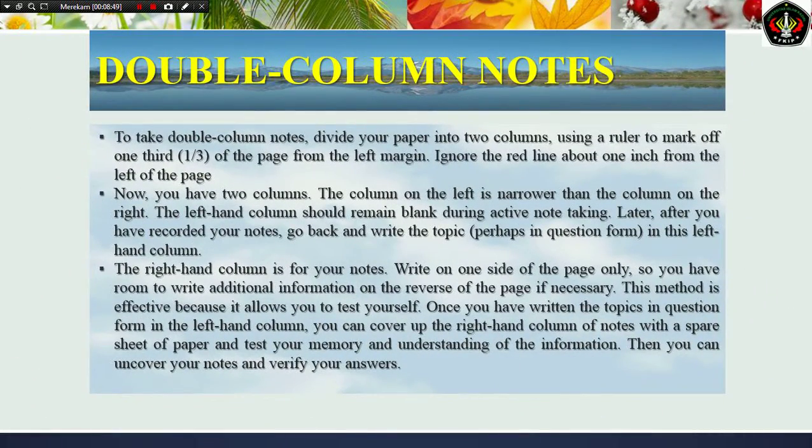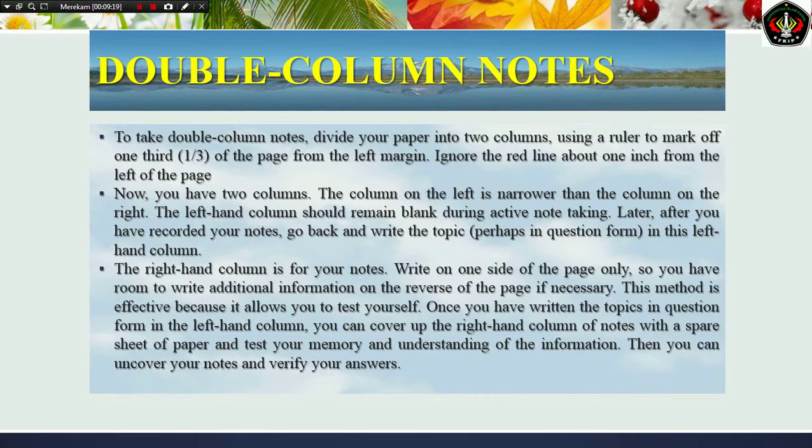Double column notes. To take double column notes, divide your paper into two columns using a ruler to mark up one-third of the page from the left margin. Ignore the red line about 1 inch from the left of the page. Now you have two columns. The column on the left is narrower than the column on the right. The left-hand column should remain blank during the active note-taking. Later, after you have recorded your notes, go back and write the topic in this left-hand column.